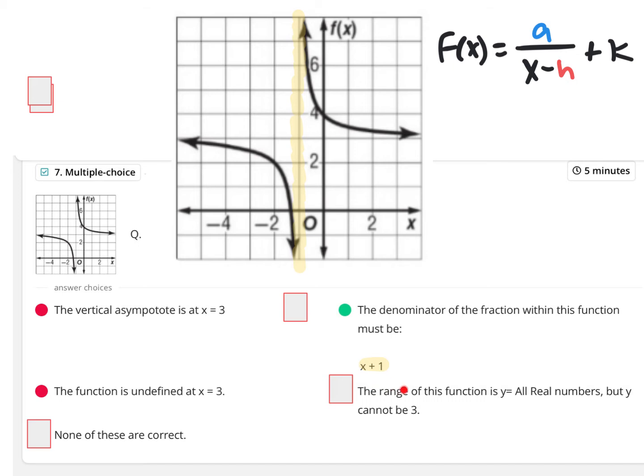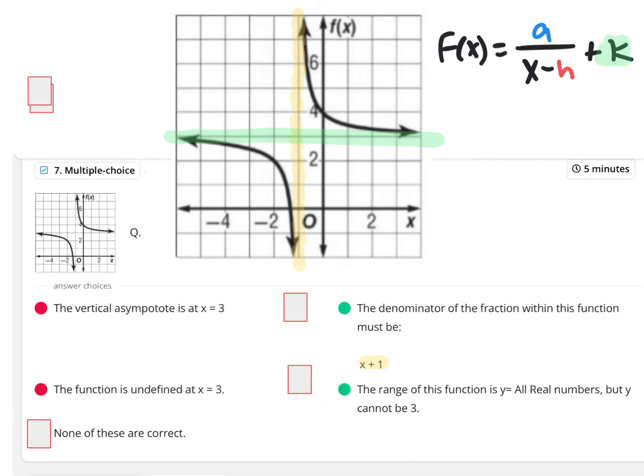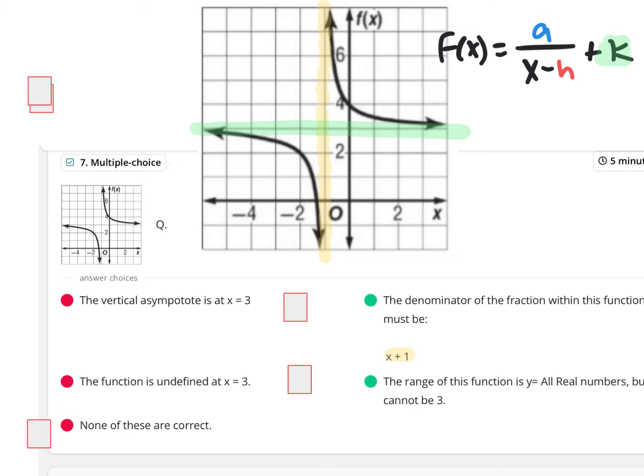Last but not least, the range of this function is y equals all real numbers. That's true, but y cannot be 3. 1, 2, 3. Yep, y cannot be 3 because that is the horizontal asymptote, which comes from the k value, which we don't have in this case, but it must be the k value of 3. So that's a true statement. And that's about it. It's obviously not none of these. None of these would be wrong. So those two are correct.